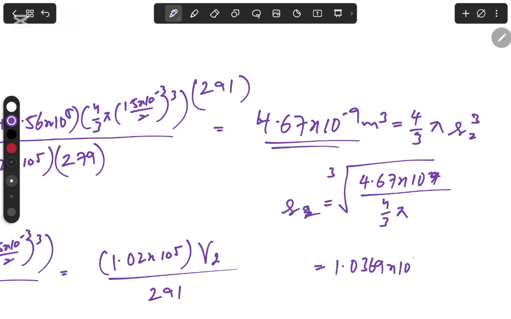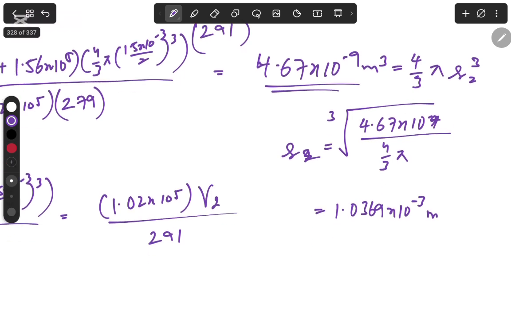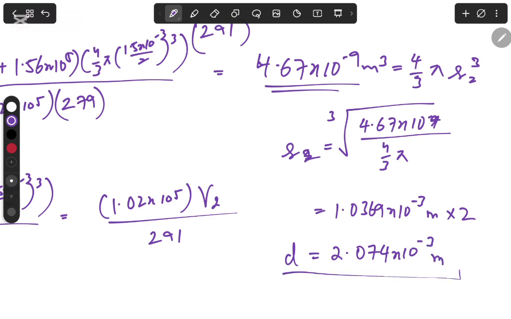1.0369 times 10 to the power of minus 3 meters. That's the radius, and we can times it by 2 to give us a diameter. Times by 2, it gives us 2.074 times 10 to the power of minus 3 meters. That's going to be your final answer.